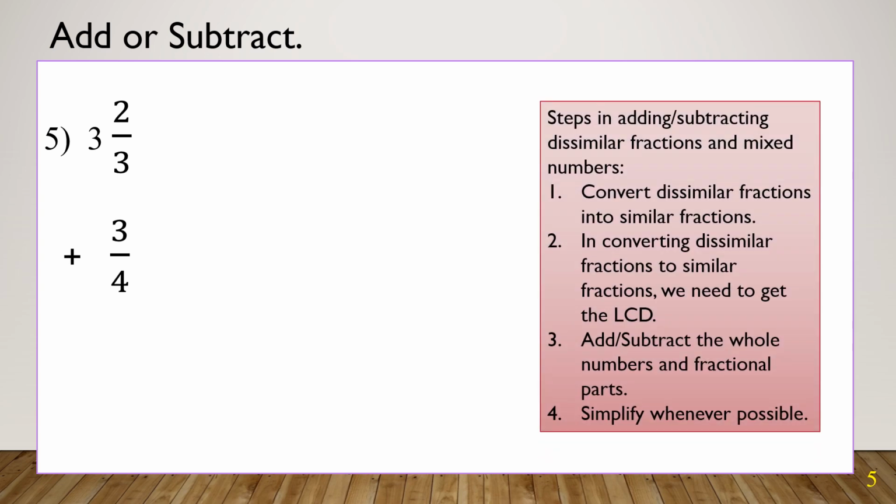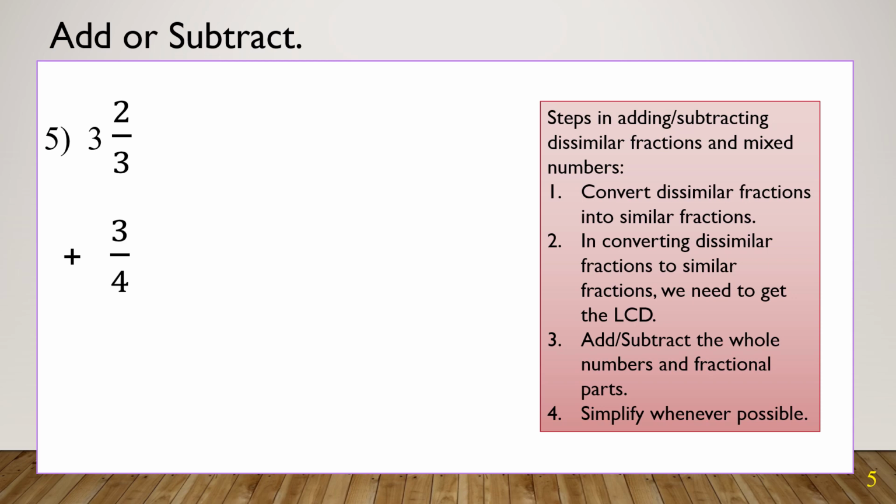Okay, narito yung steps in adding and subtracting dissimilar fractions and mixed numbers. First, convert dissimilar fractions into similar fractions. Number 2, in converting dissimilar fractions to similar fractions, we need to get the LCD or the least common denominator. Number 3, add or subtract the whole numbers and fractional parts. Number 4, simplify whenever possible.